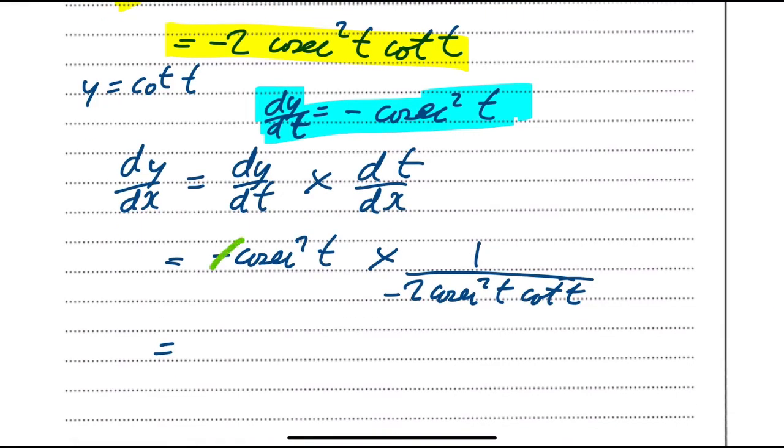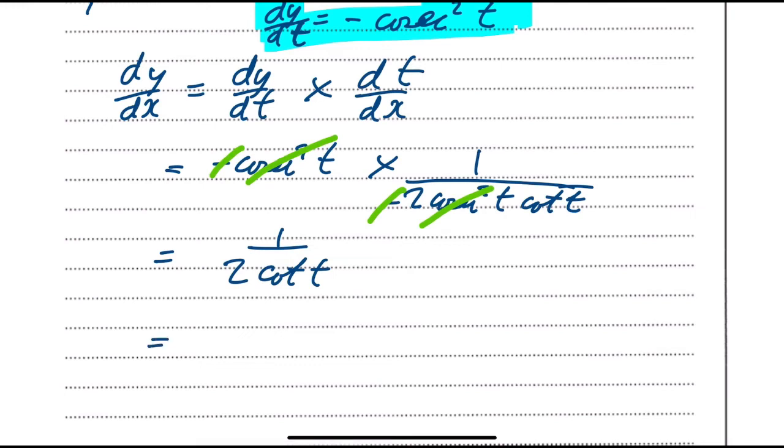So then if you sort that out, first of all, I'll just use green here to do a bit of cancelling. The minuses can go. Cosec squared will go with this cosec squared, and that just leaves you 1 over 2 cot t. And remember what cot t is. Cot is 1 over tan, so that's a half tan t. And that's what we're looking for.